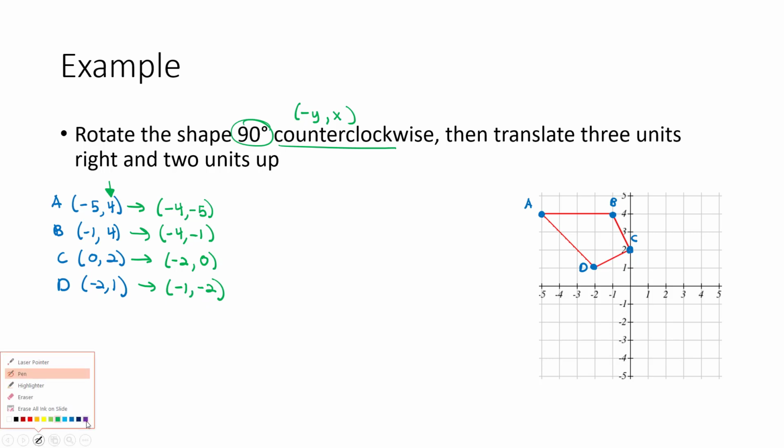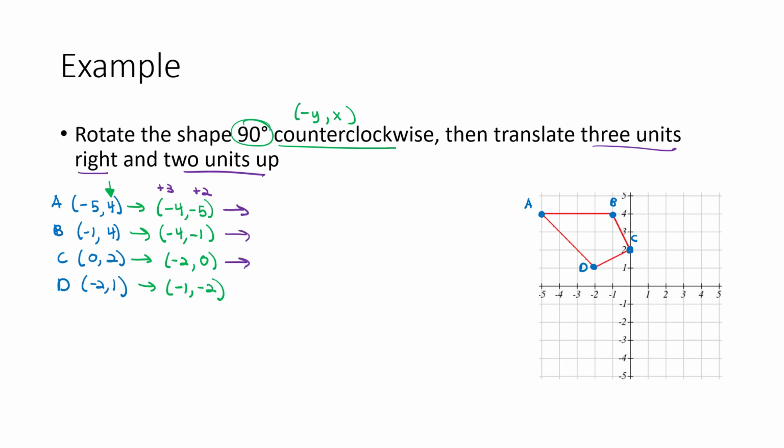But that's not the entire rotation, because it also wanted to go 3 units right. So we're going to have to add 3 to the x-coordinate, because that's what moves us to the right, remembering translations, and 2 units up. To move up, we add 2 units. And so we'll end up with a new image for each of these points.